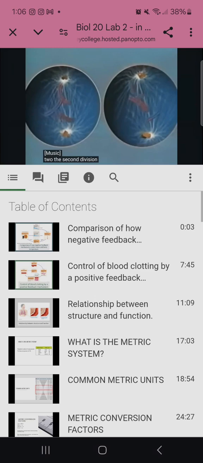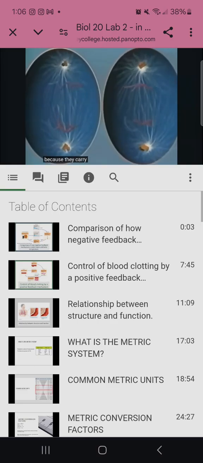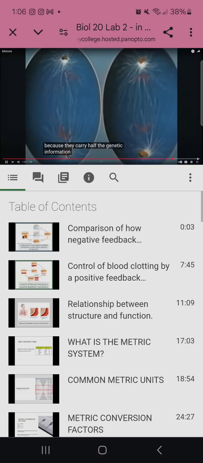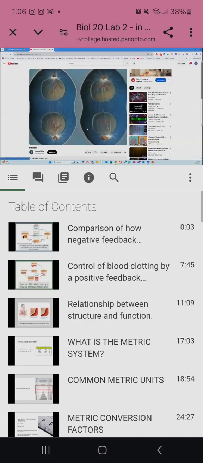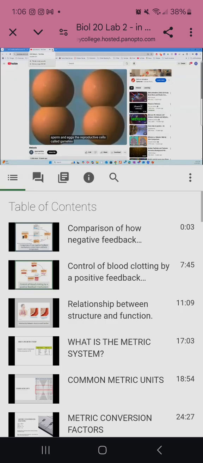The second division produces 4 unique sets of chromosomes. Because they carry half the genetic information, we call these haploid cells. Many of them will mature into sperm and eggs, the reproductive cells called gametes.